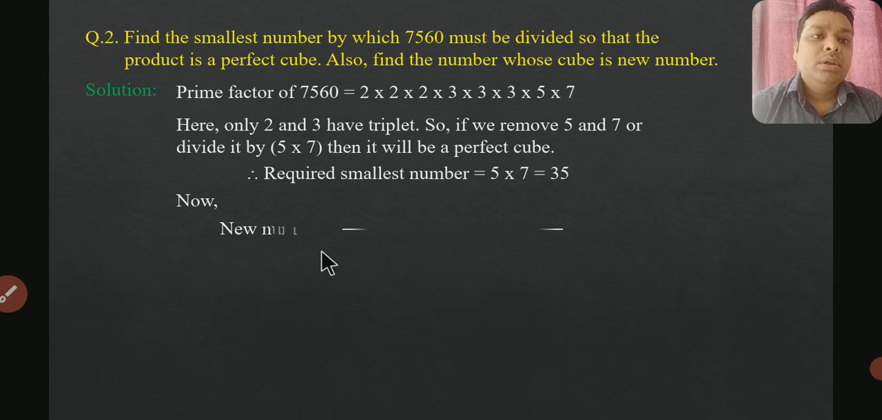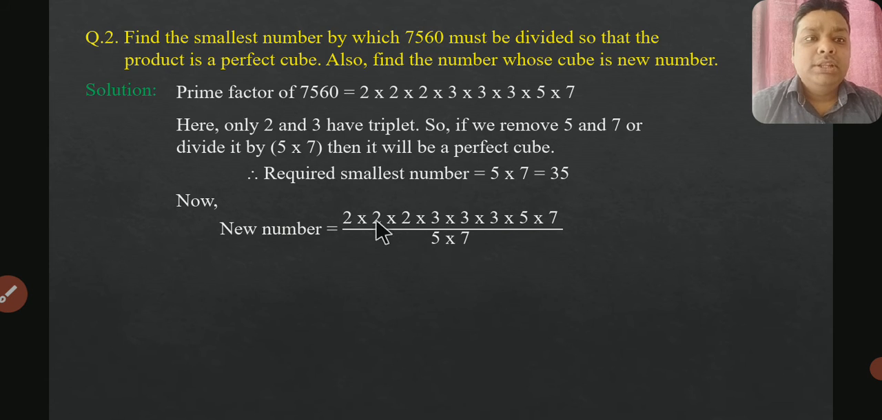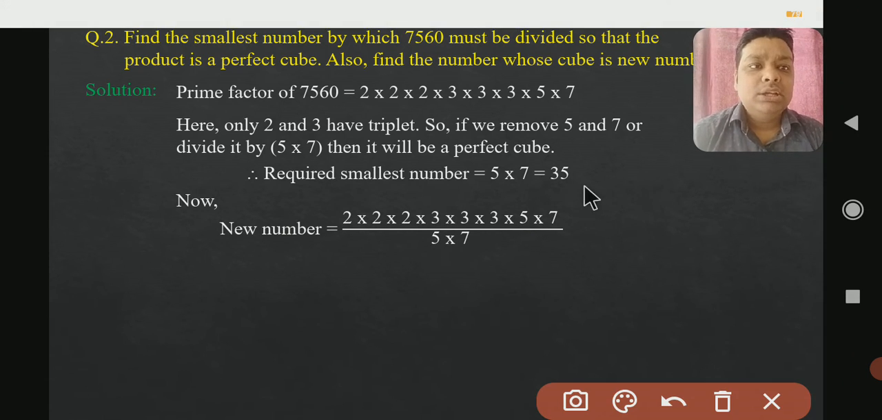Now what will the new number be? 2 three times, 3 three times, 5 into 7, and then we will divide it by the smallest number. So this 5 will cancel, this 7 will cancel. Now you can see there are three 2s and three 3s.